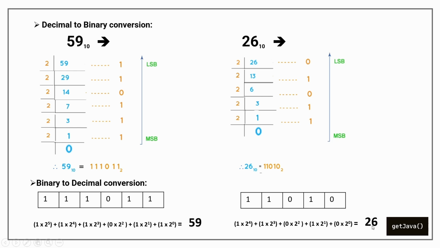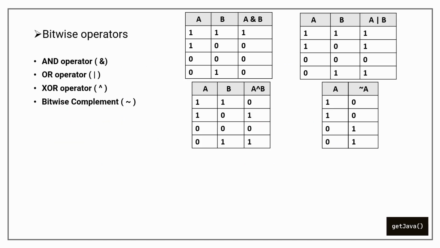Now you might have questioned why we are multiplying it by only 2, why not other numbers? Because again it is a binary number system, so we have to multiply it by 2. Because in binary there are only two numbers, 0 and 1. So now that we know how decimal to binary and binary to decimal conversions take place, we will move on with our bitwise operators.